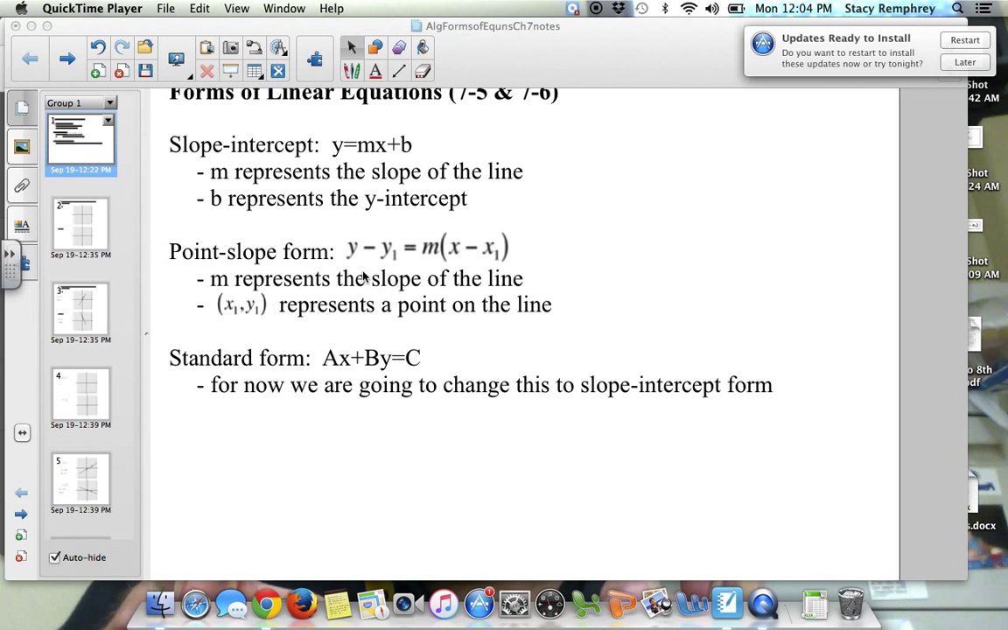In point-slope form, we have y minus the y-coordinate of a point. This doesn't have to be the intercept. It could be any point. M is the slope, x minus the x-coordinate of the point.